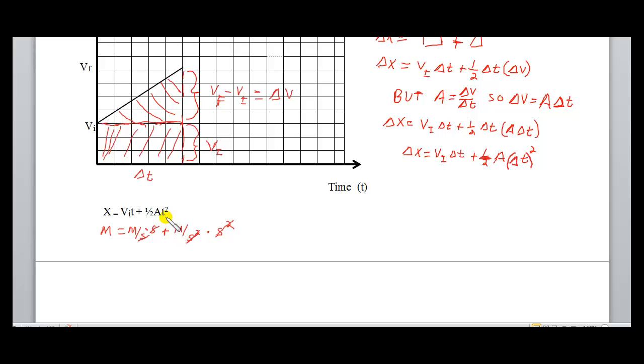And note that if the acceleration is 0, then our displacement only depends upon the initial velocity and the time. Also, if we're starting from rest, if our initial velocity is 0, this term disappears, and so our displacement would simply be equal to 1/2 a t squared.